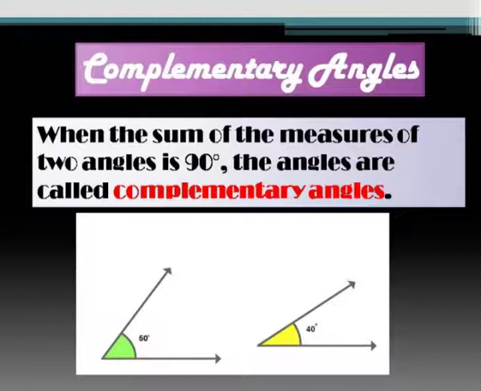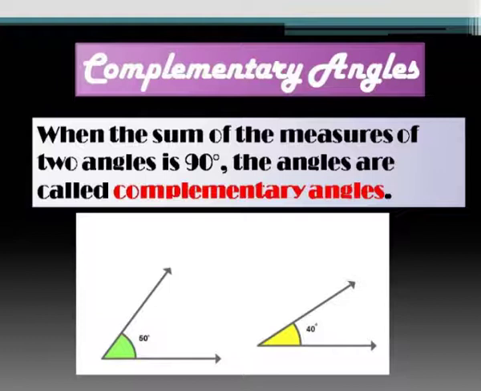And in a pair of angles, if both the angles are added together and we get exactly 90 degree, then it will be called complementary angles. If it is less than 90 degree or greater than 90 degree, then those angles are not complementary angles. So only those angles which are added together to make 90 degree are called complementary angles.